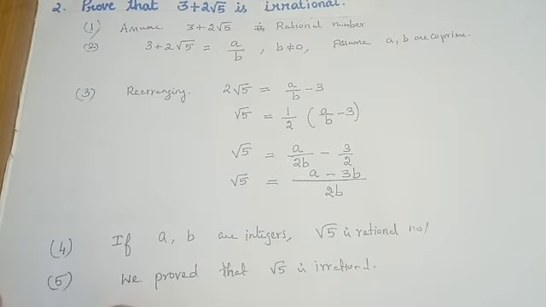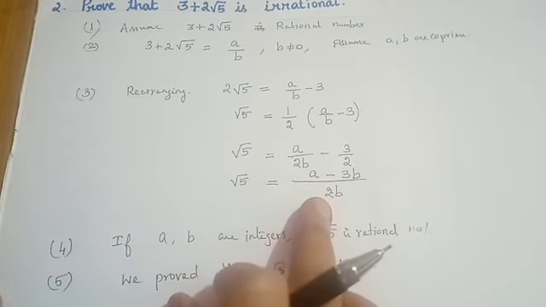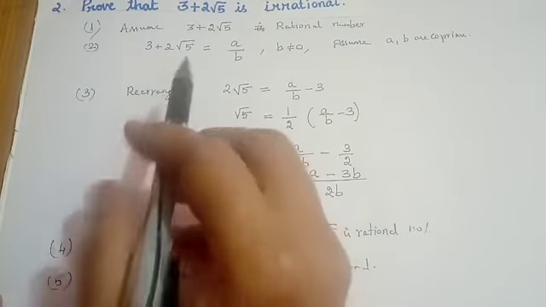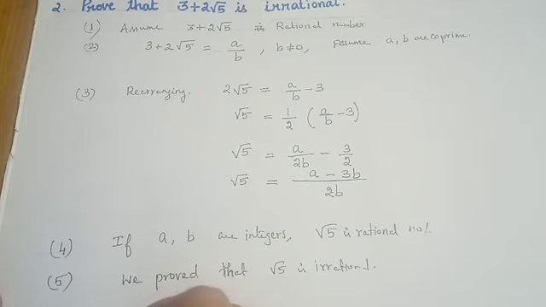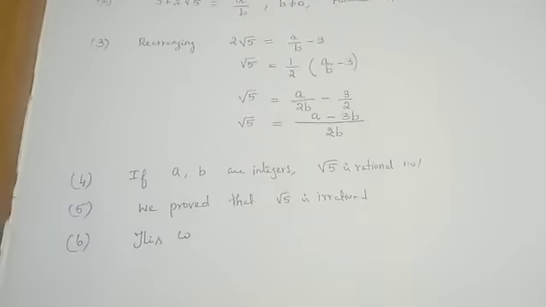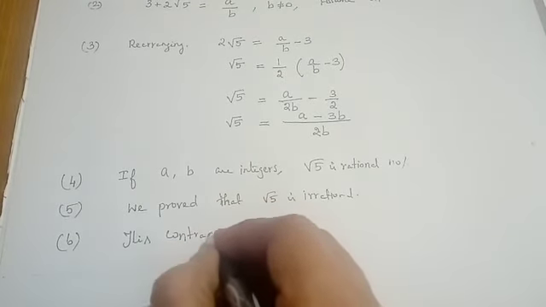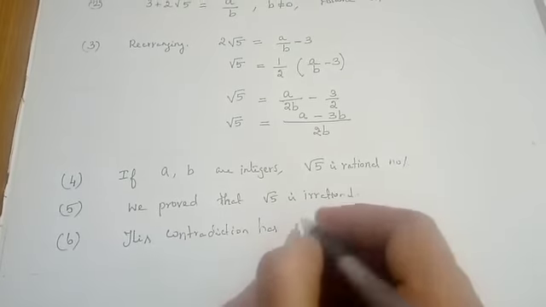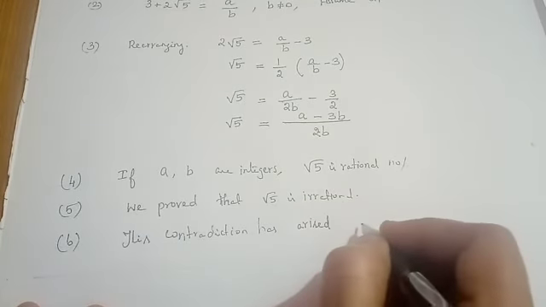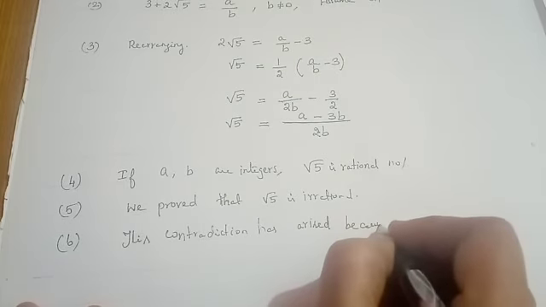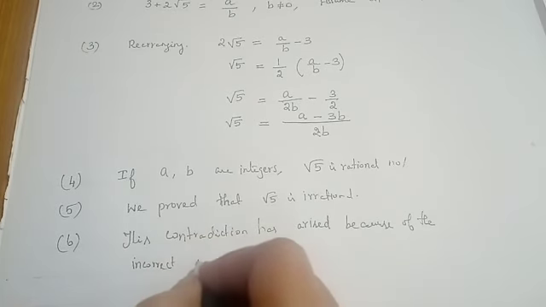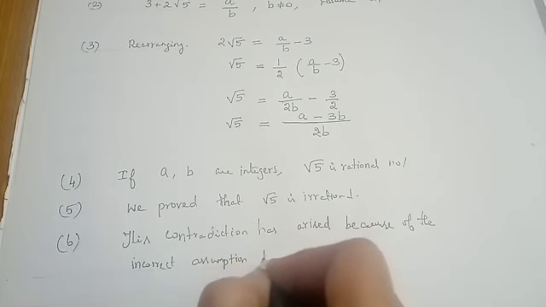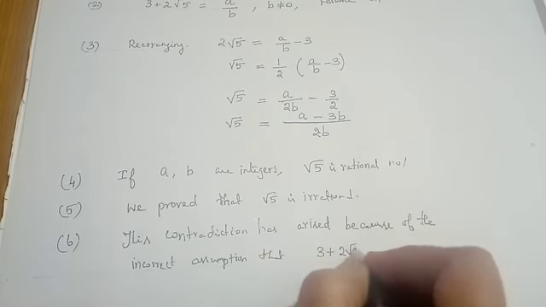So hence, this contradiction has arisen because of the wrong assumption, the incorrect assumption that 3 plus 2 root 5 is rational.